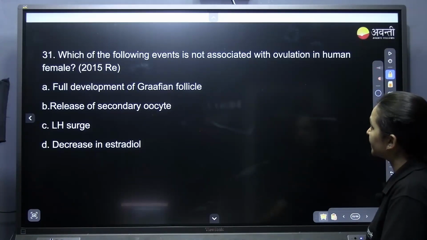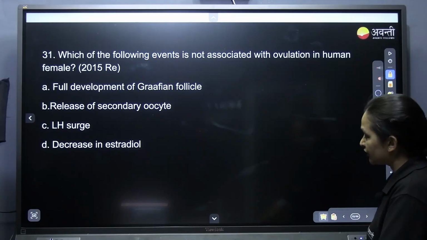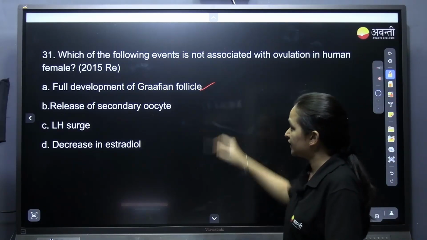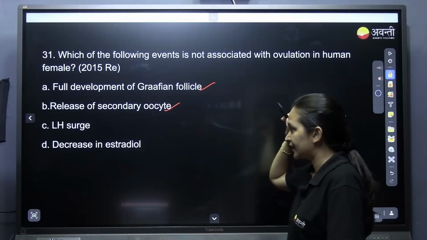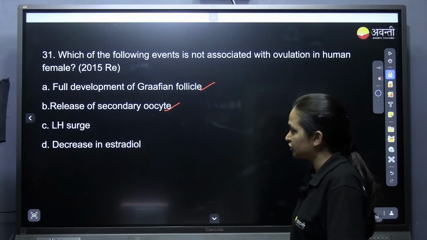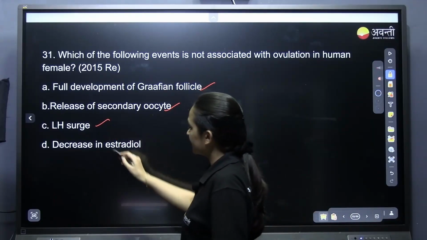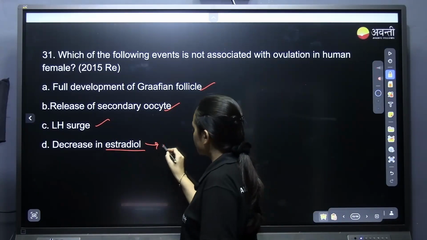Which of the following events is not associated with ovulation in human female? Full development of Graafian follicle should be there. Release of secondary oocyte, that is written as ovum, and LH surge should also be there. Decrease in estradiol. Estradiol is an estrogen.